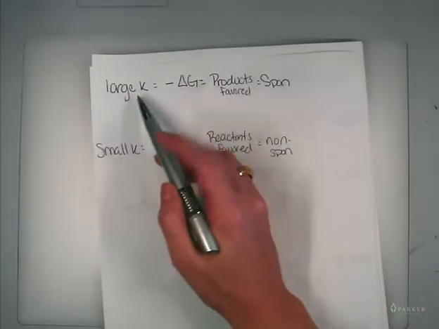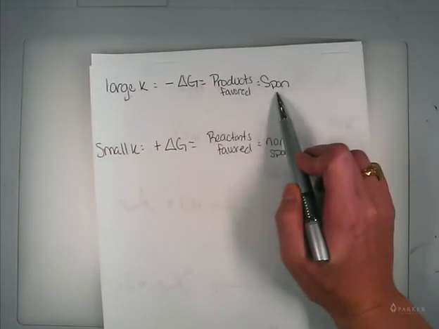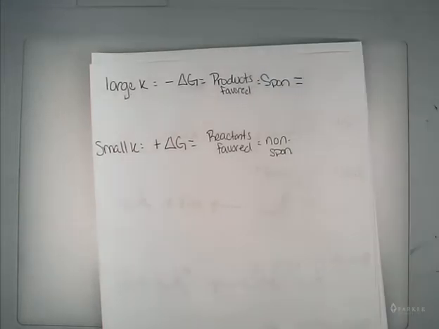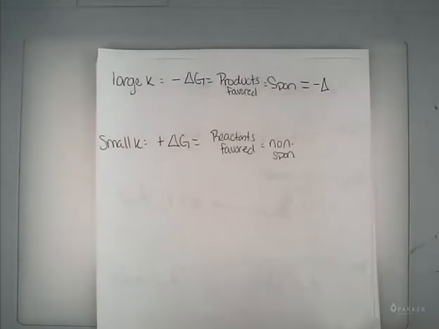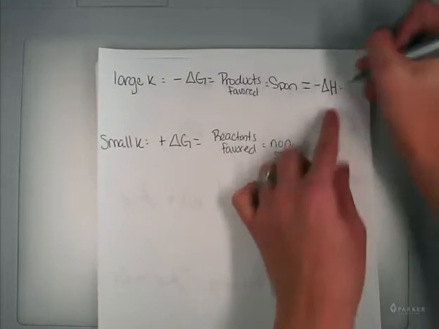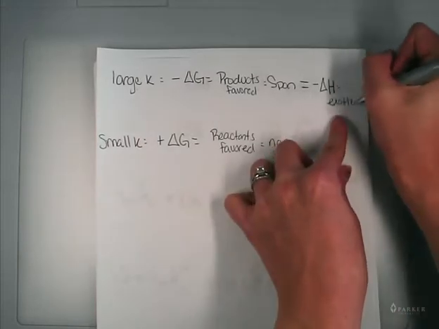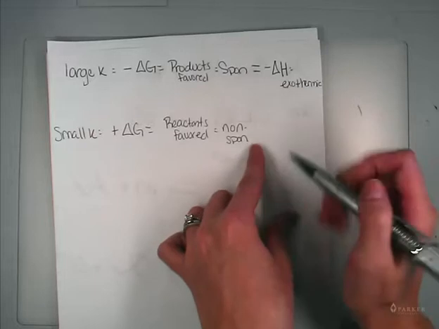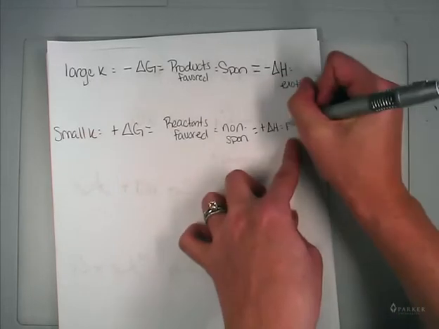okay, so for delta H, if we have a large K, a negative delta G, products are favored and it's spontaneous, what do you think the sign of delta H is? Negative. Delta G and delta H will pretty much always have the same sign. There's a few exceptions there, but about 95% of the time, this will hold true. So then, would that be exothermic or endothermic? Exo. Then over here, if I have a positive delta G, then delta H will be positive. And that is endo or exo? Endo.